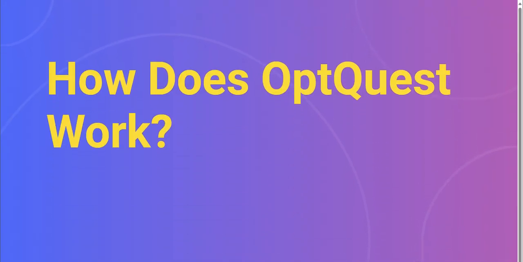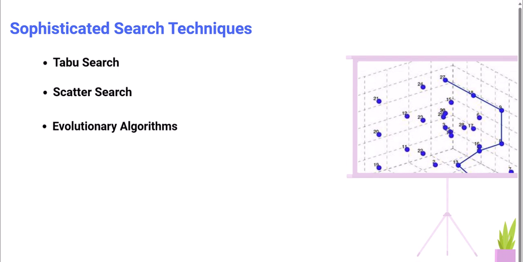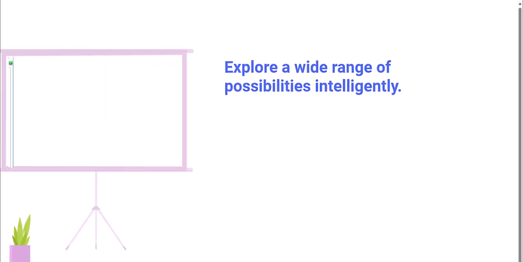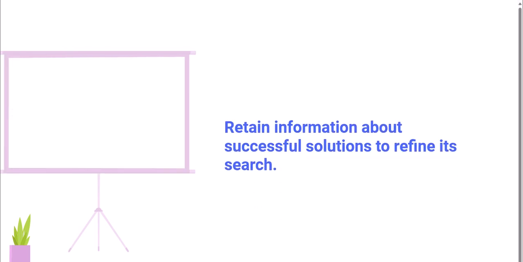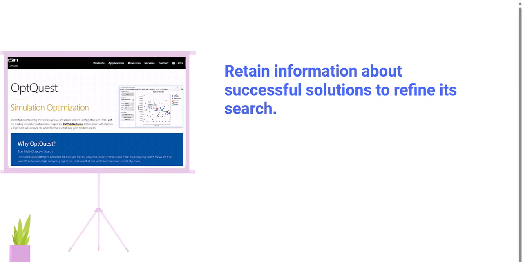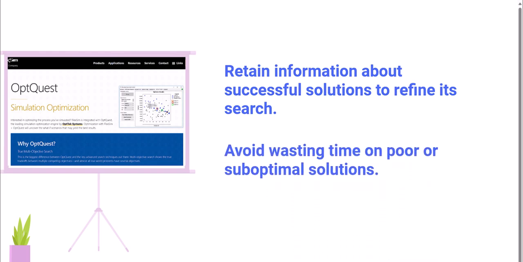How does OptQuest work? OptQuest employs sophisticated search techniques, including tabu search, scatter search, evolutionary algorithms, and response surface models. These methods enable OptQuest to explore a wide range of possibilities intelligently, retain information about successful solutions to refine its search, and avoid wasting time on poor or suboptimal solutions.